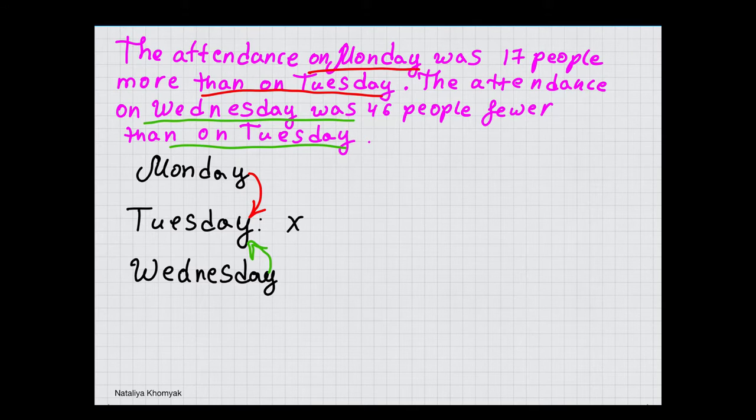Now that we have a variable to represent Tuesday, we can figure out what attendance on Monday was. Attendance on Monday was 17 people more, so plus 17, than whatever was on Tuesday, and we call that an X. Attendance on Wednesday was 46 people fewer, so minus 46, than what was on Tuesday. So X minus 46 will give us that number.